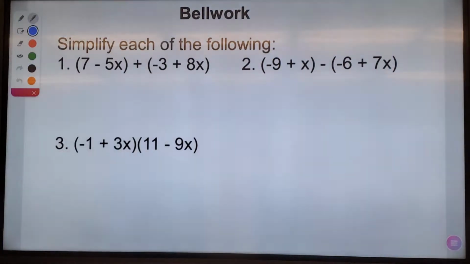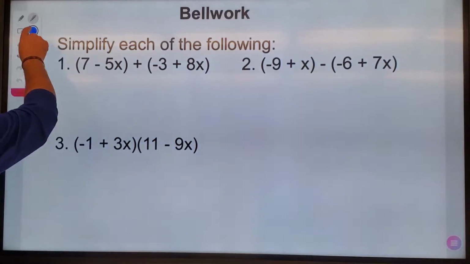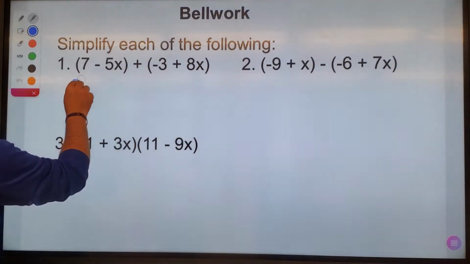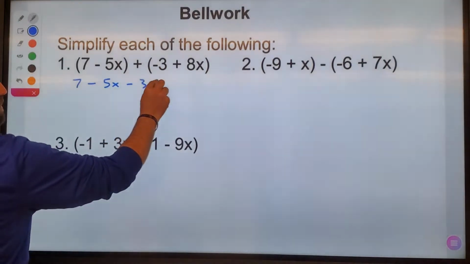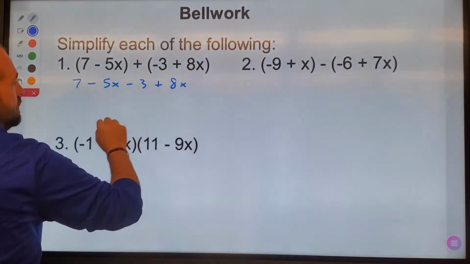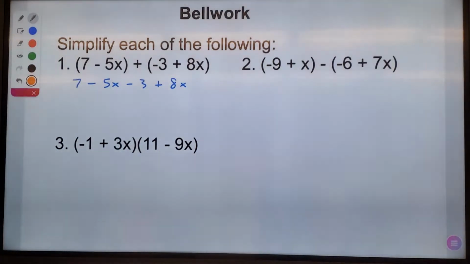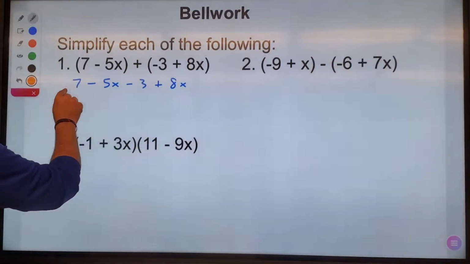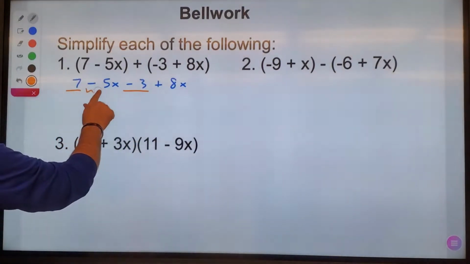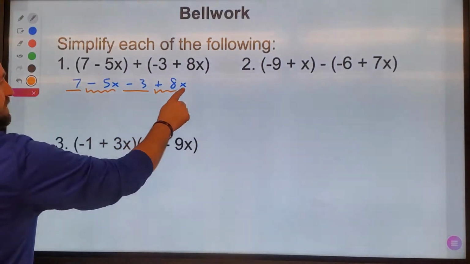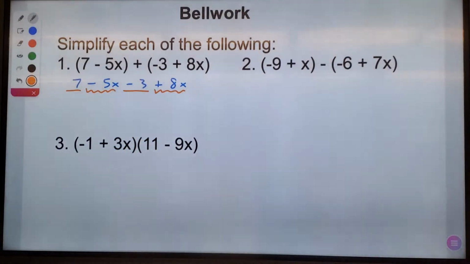All right, so number one, my suggestion with addition was to just remove the parentheses. So I have 7 minus 5x minus 3 plus 8x. And then I suggested underlining or highlighting like terms in a similar fashion so that you can see which ones go together and which ones don't go together. So 7 and negative 3 are like terms. Negative 5x and 8x are like terms. Okay, and again, a like term is something that has the exact same variable.